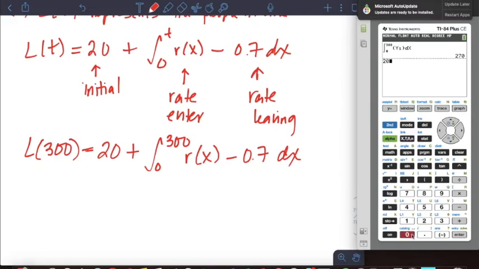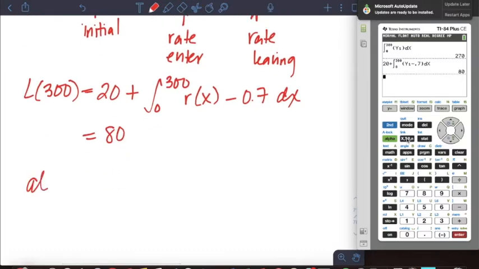Let's type this in the calculator. 20 plus math 9, 0 to 300, y1 is my r of x equation, minus 0.7, and then dx is 80. So at time t equals 300, there are 80 people in line.